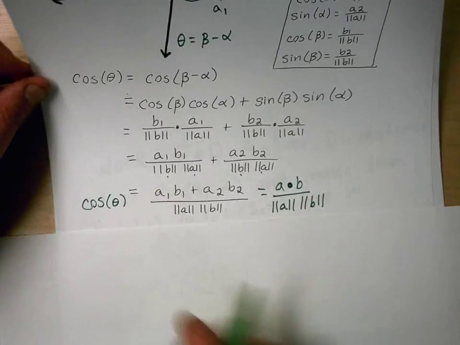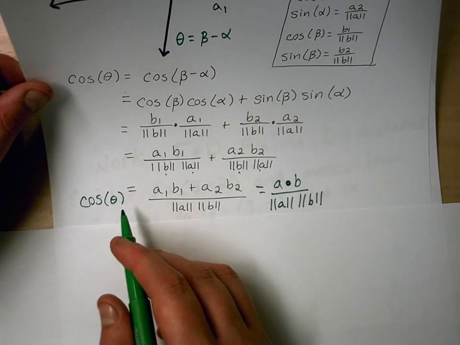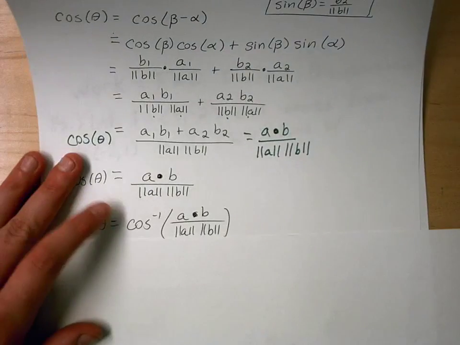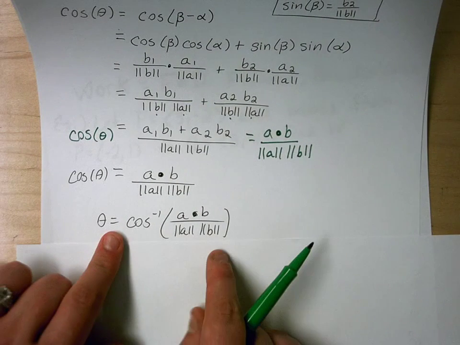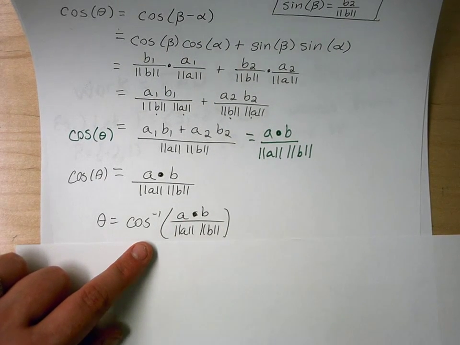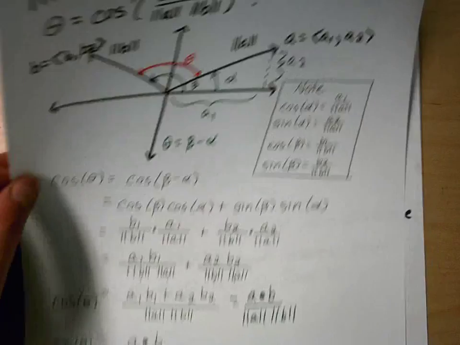So now to find theta, we're going to take cosine inverse of both sides. And that's how we get that theta equals cosine inverse of A dot B over magnitude A times magnitude B. Okay, so that was just for fun. You guys don't need to know how to prove that. So let's go ahead and do some more examples.